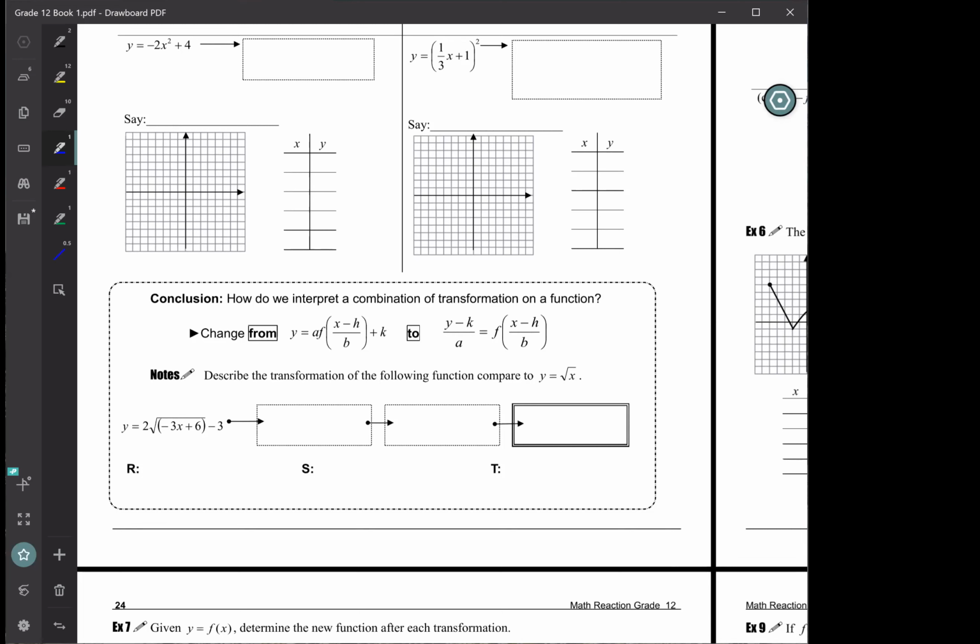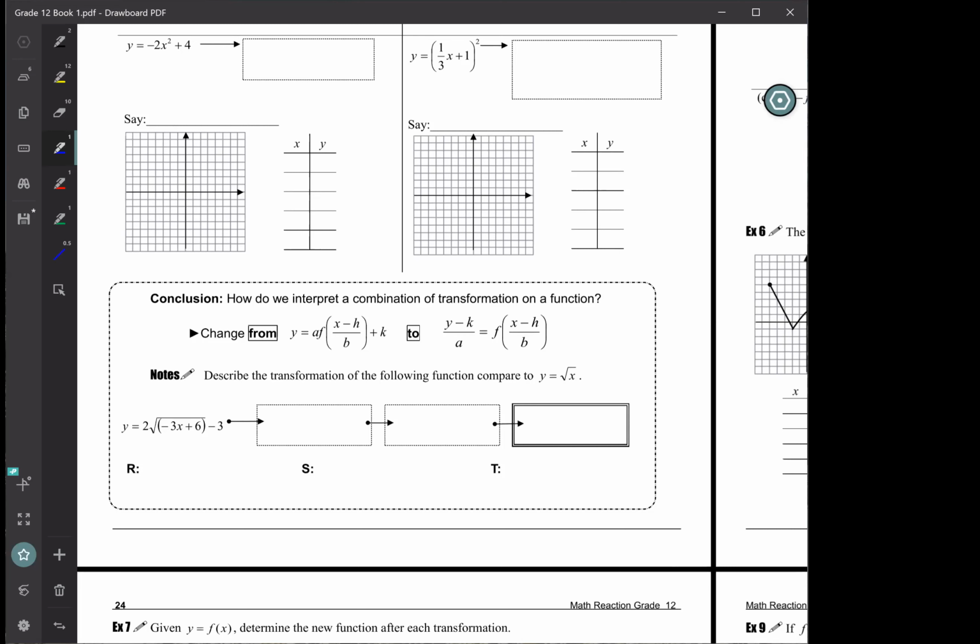Subtract is up and right. Addition is down and left. Perfect. Very good. You can keep your hands up. Trudy, give it a try.